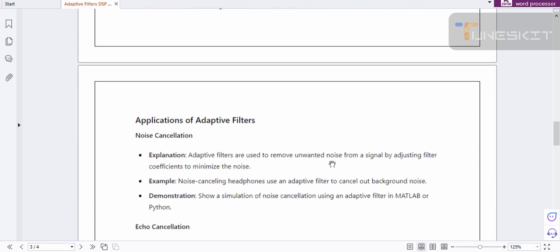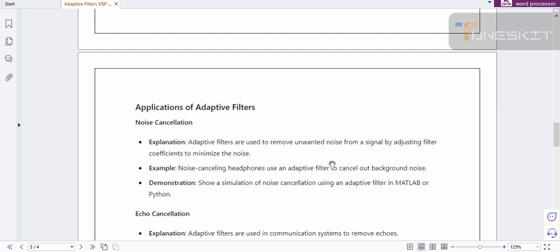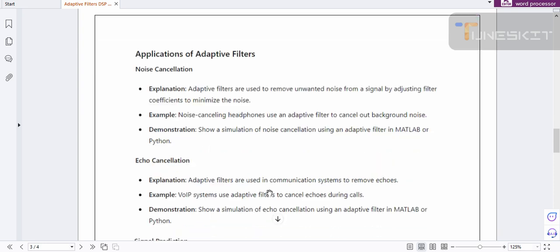So let's move towards applications of adaptive filters. The first application is noise cancellation. Adaptive filters are used to remove unwanted noise from a signal by adjusting filter coefficients to minimize the noise. For example, noise cancelling headphones use an adaptive filter to cancel out background noise. The demonstration shows a simulation of noise cancellation using an adaptive filter in MATLAB or Python.